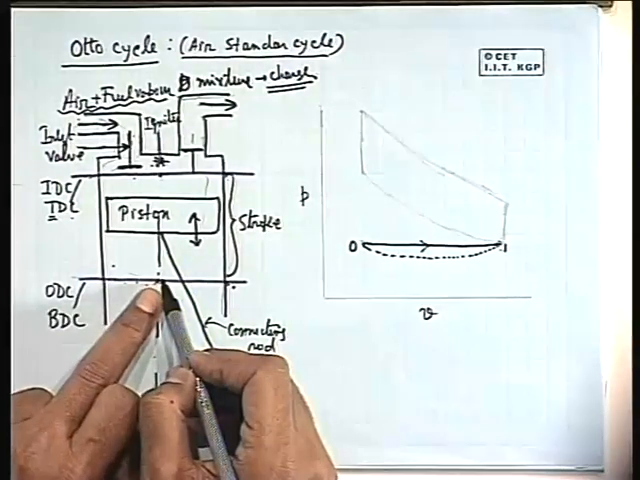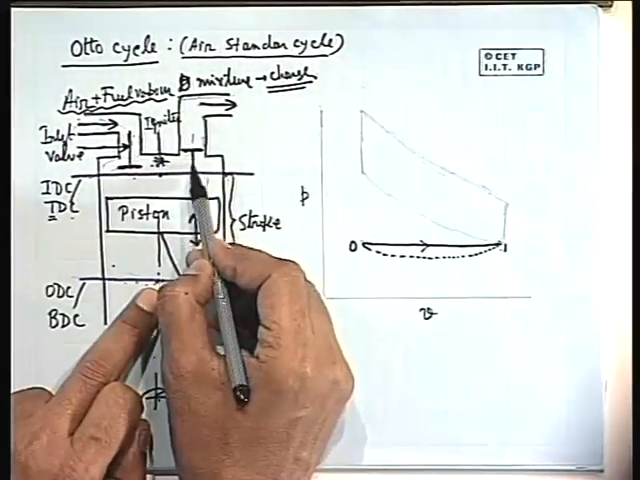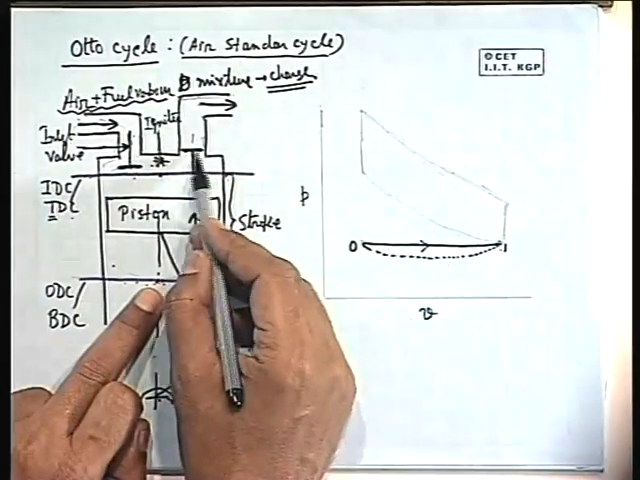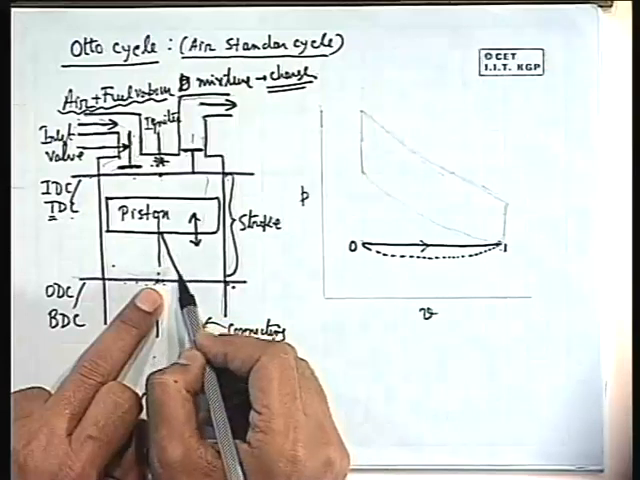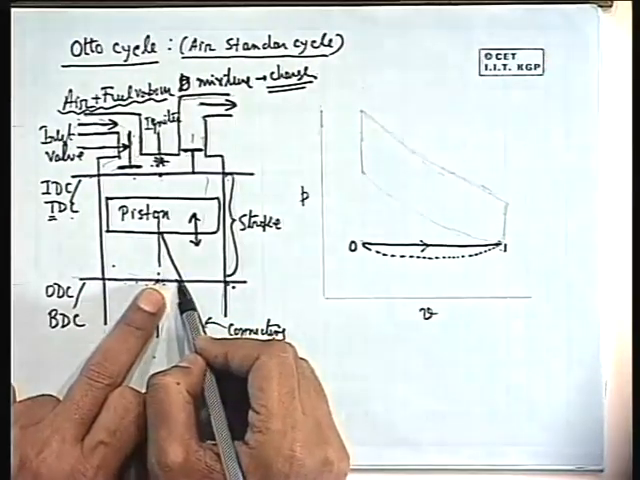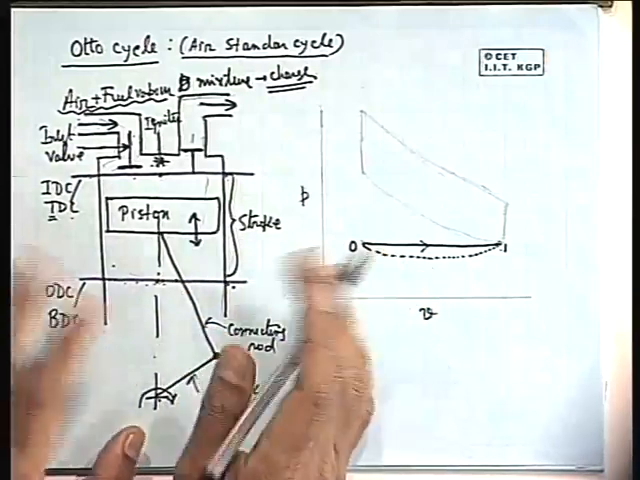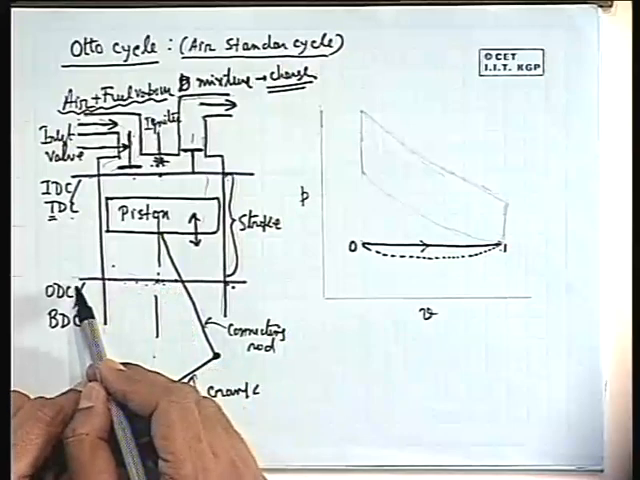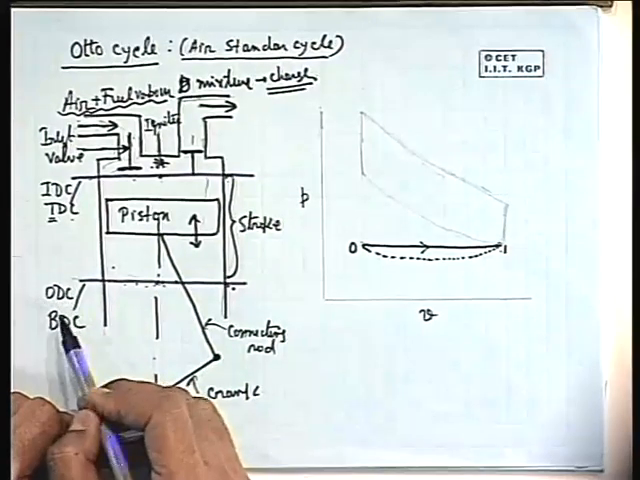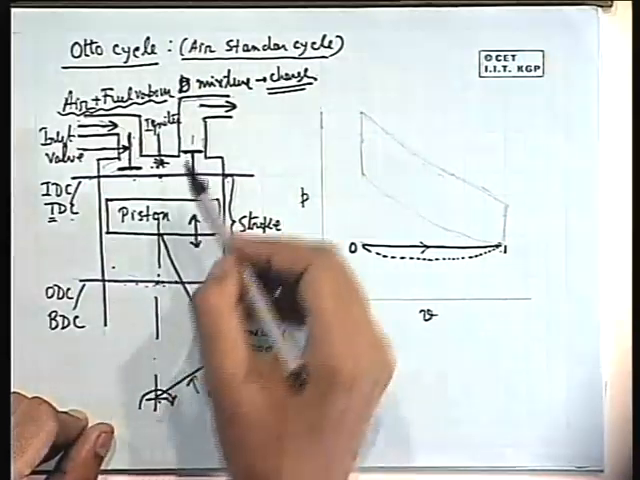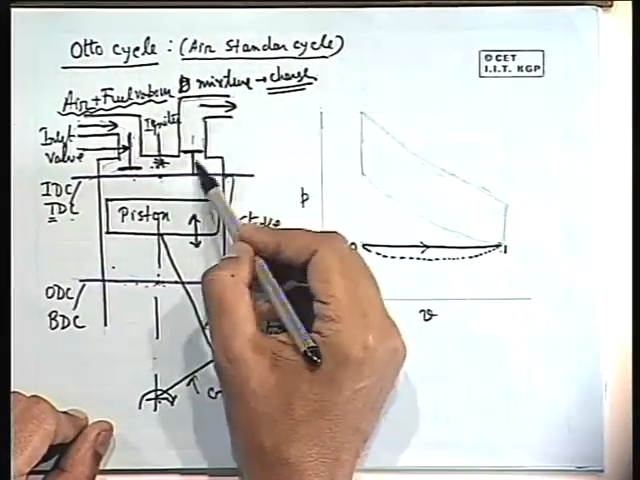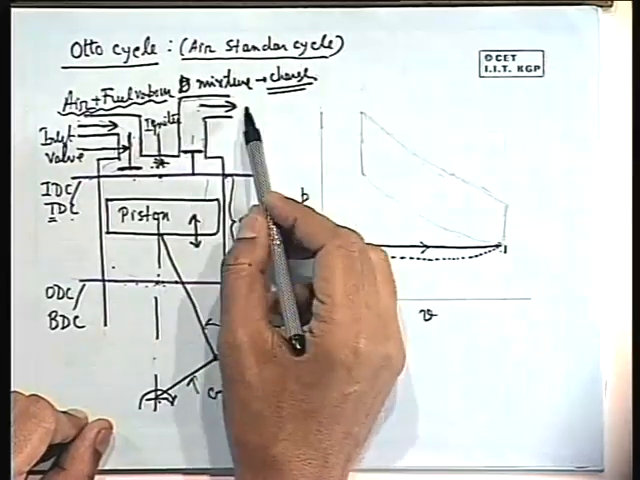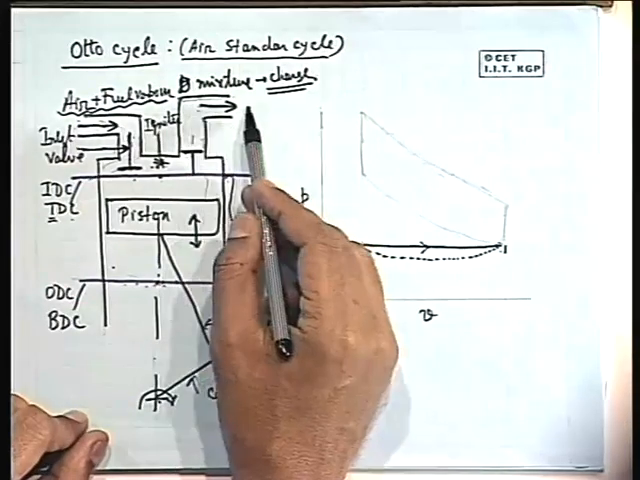Then what happens when it is at this position? Immediately this valve opens. We consider an instantaneous opening in the ideal cycle, but in reality it opens gradually. It starts opening even before the piston reaches the outer dead center position. These details I am not teaching here. So we consider ideally as if the valve opens when the piston reaches the ODC, that is, the outer dead center or bottom dead center position. Then some gases are expelled through this duct, the exhaust manifold, to the atmosphere.